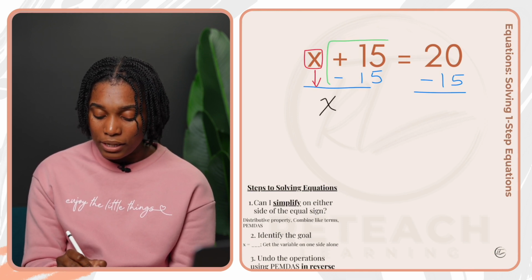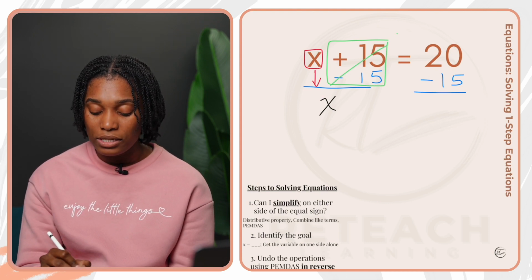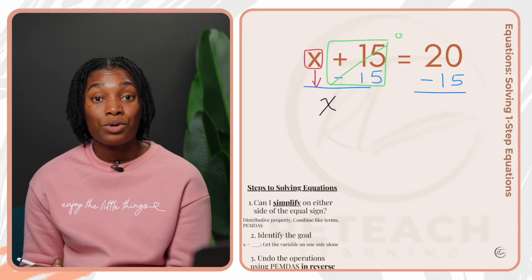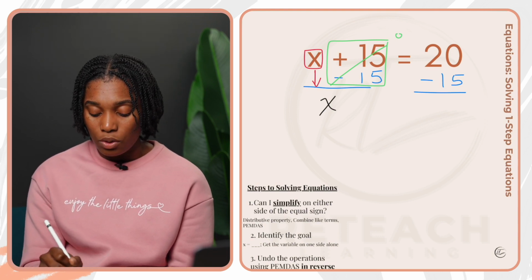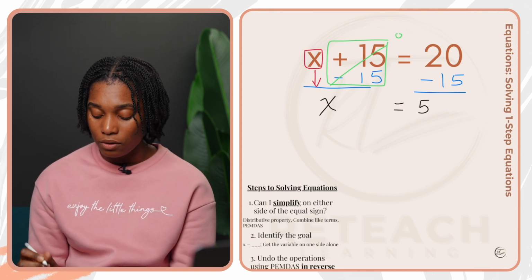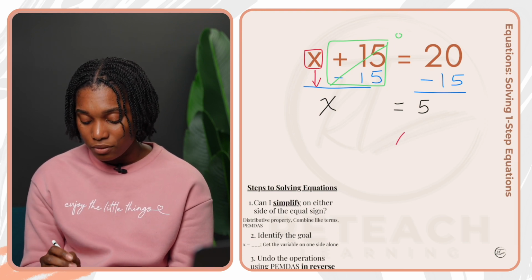Now, a positive 15 minus 15 will give me a 0. All right? So that's gone, which was my goal. My goal was to get rid of it, or to undo it. So x is equal to, what's 20 minus 15? Well, that's going to give us a 5. All right? So what does that mean? That means that x is equal to 5.